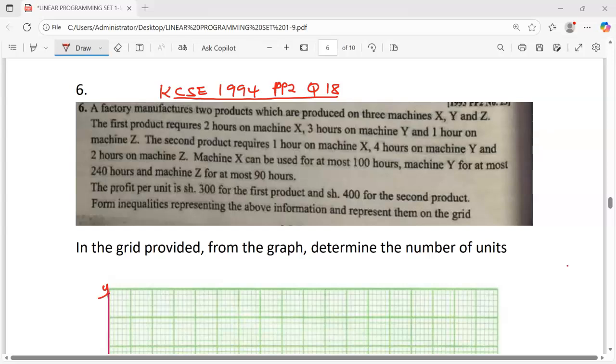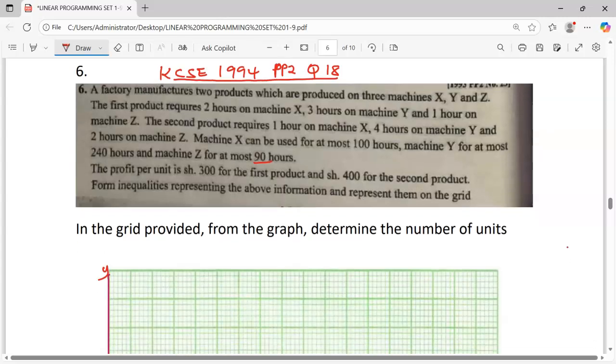Machine X can be used for at most 200 hours, machine Y for at most 240 hours, and Z for at most 90 hours. The profit per unit is 300 for the first product and 400 for the second product. Form inequalities representing the above information and represent them on the grid, and from the graph determine the number of units. Very simple. We are going to begin by looking at the formation of inequalities.